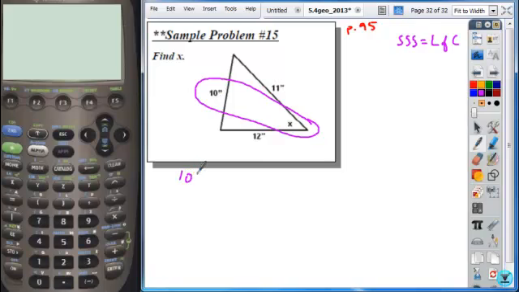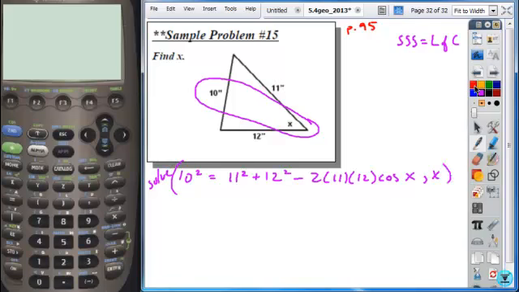So we're going to set up as 10 squared, the side opposite the unknown squared, is equal to the sum of the squares of the other two sides. And then the adjustment is minus 2 times the product of those two sides, all times the cosine of the angle x. Okay.